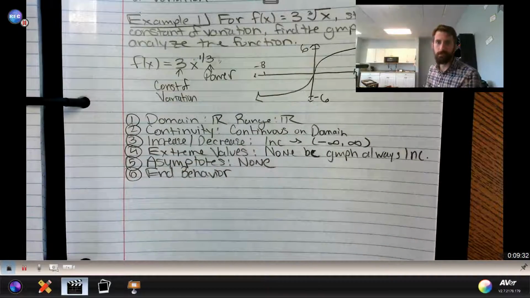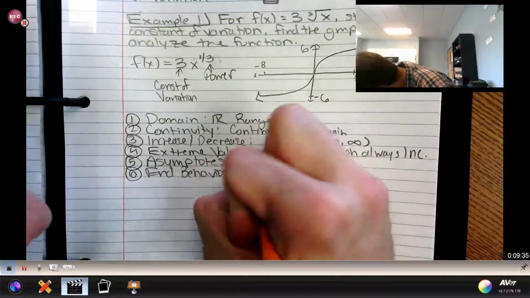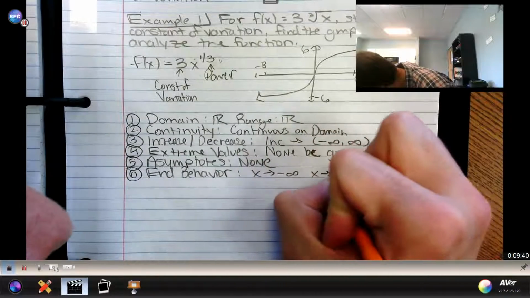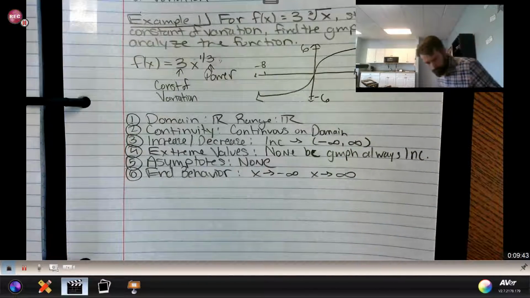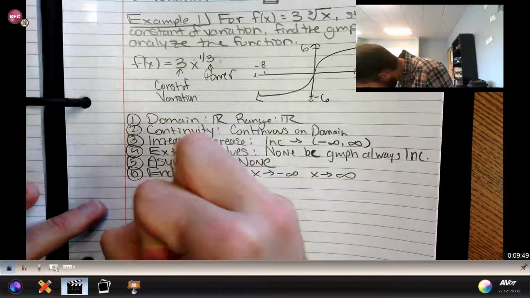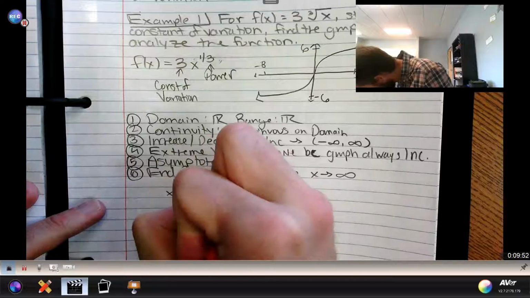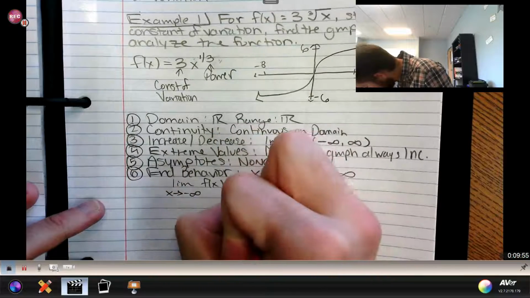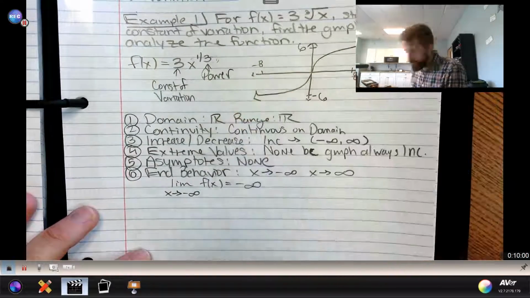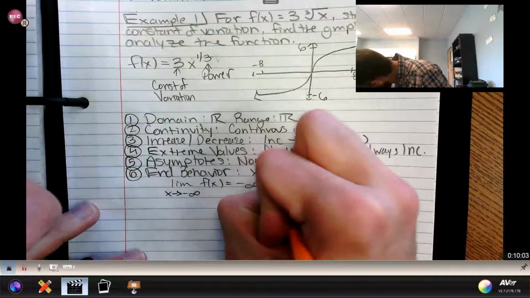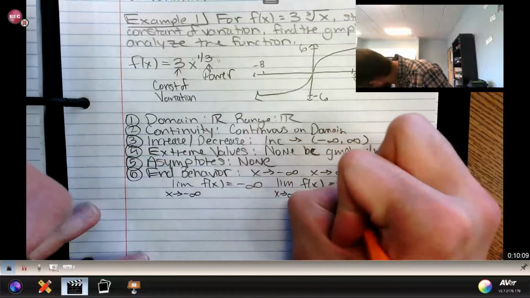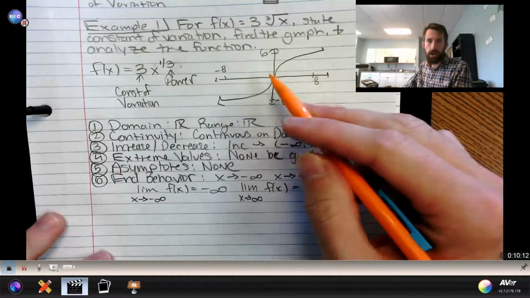Remember, end behavior is asking what is happening when x is approaching negative infinity and positive infinity. Lucky for us, this is relatively straightforward. As x approaches negative infinity, f of x is also negative infinity. The arrow on the graph is pointing down. As x approaches infinity, f of x is infinity. It is pointing up. Okay?